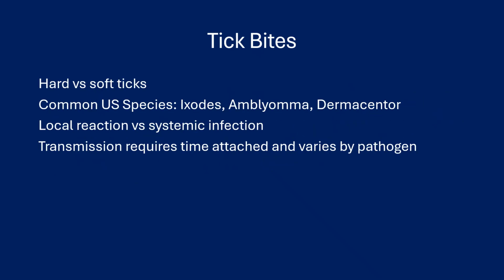You have to distinguish between hard versus soft ticks. Common U.S. species: Ixodes, Amblyomma, and Dermacentor. Local reaction versus systemic infection. Transmission requires time attached and varies by the pathogen.